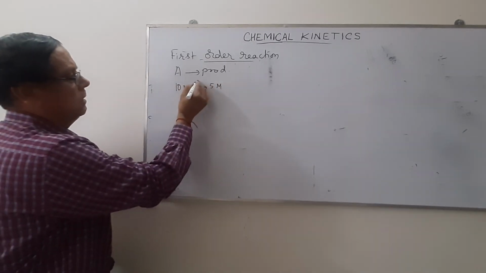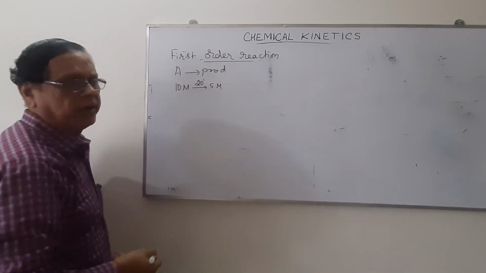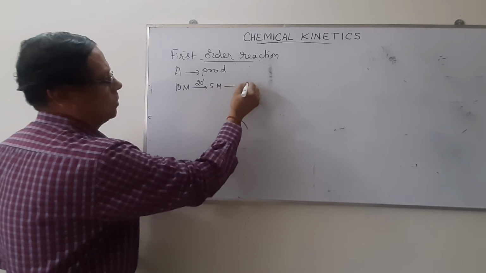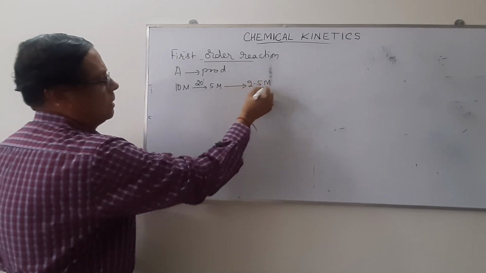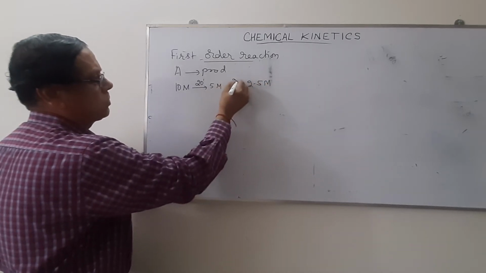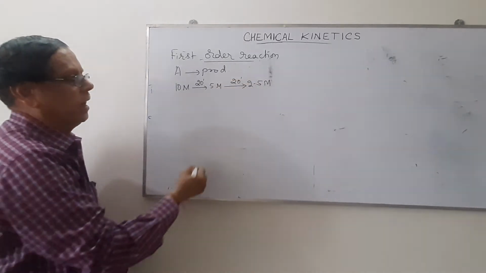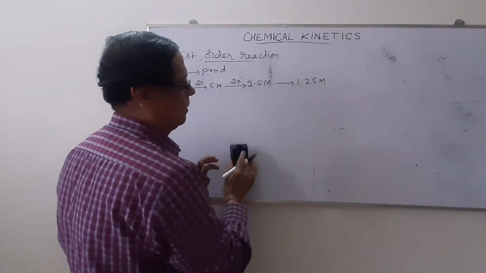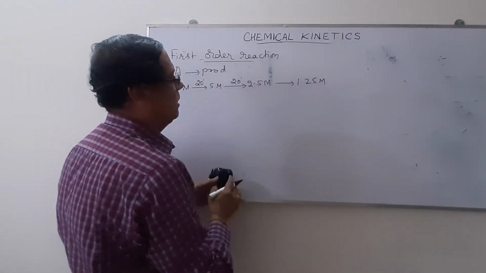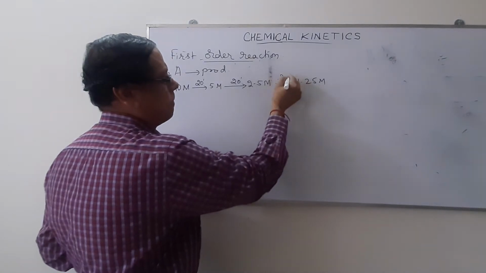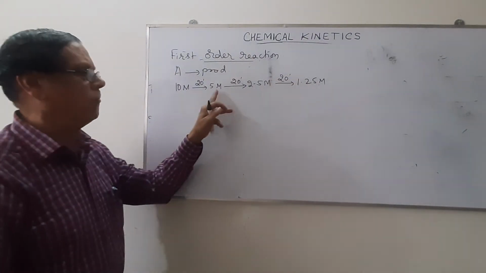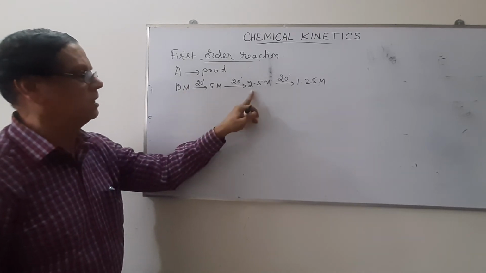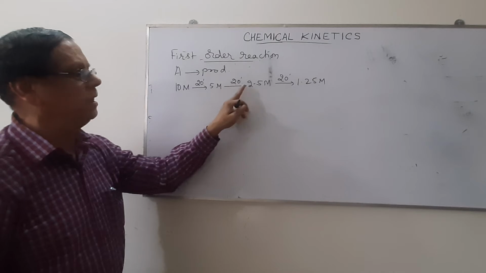assume that 20 minutes time is required for this change. Then from 5 molar to 2.5 molar, again the same time is required, that is 20 minutes. Again, when 2.5 molar changes to 1.25 molar, we again have the same time, that is 20 minutes. For every half change in concentration, the time required remains constant.